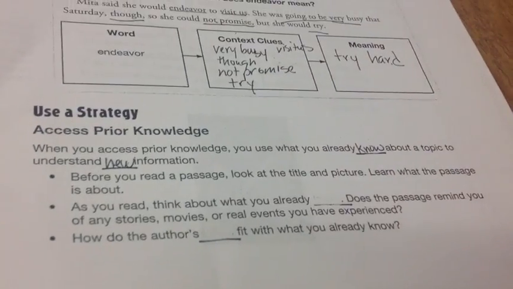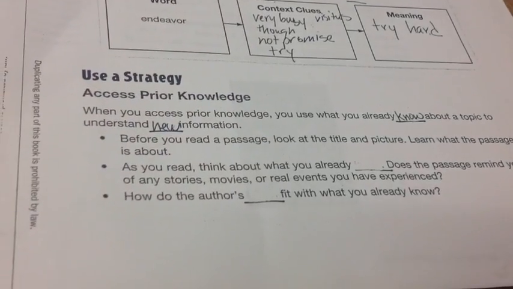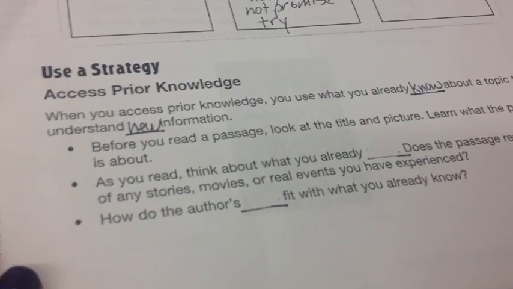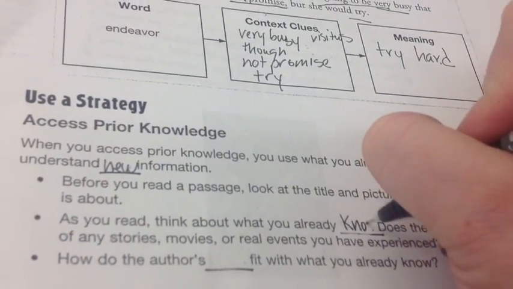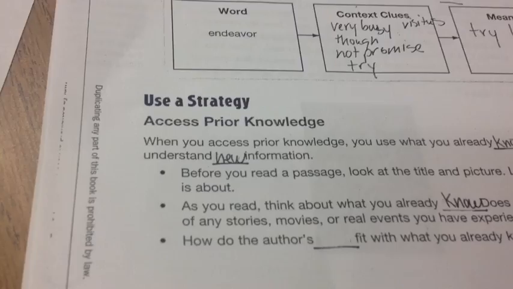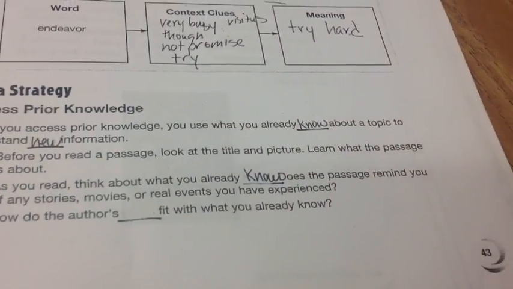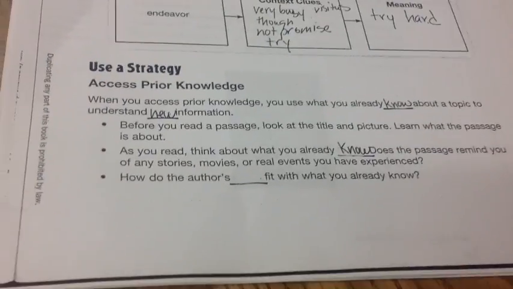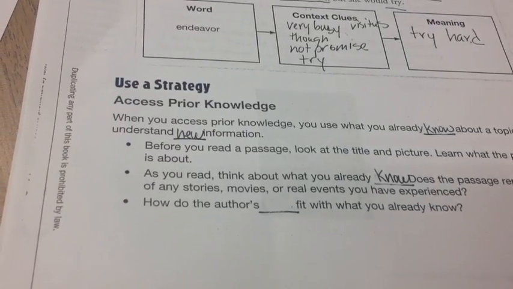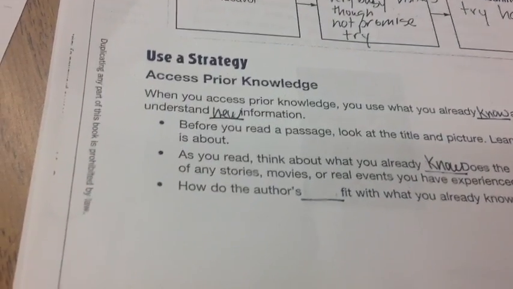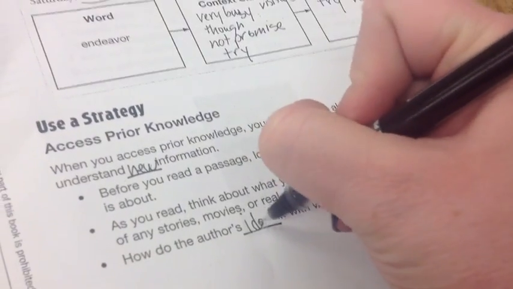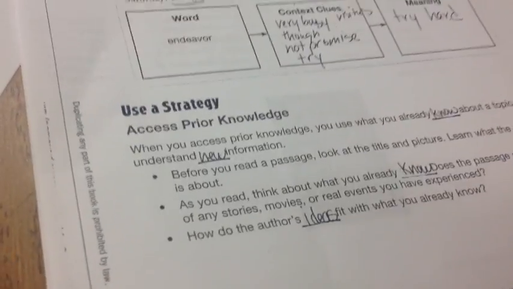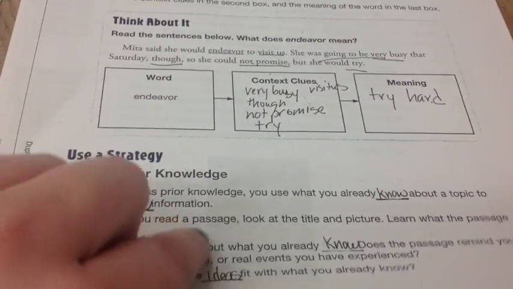Before you read a passage, look at the title and picture. Learn what the passage is about. As you read, think about what you already know. Does the passage remind you of any stories, movies, or real events that you have experienced? How do the author's ideas fit with what you already know? Let's write that in. All right, so that's the strategy we're going to try to use in this lesson.